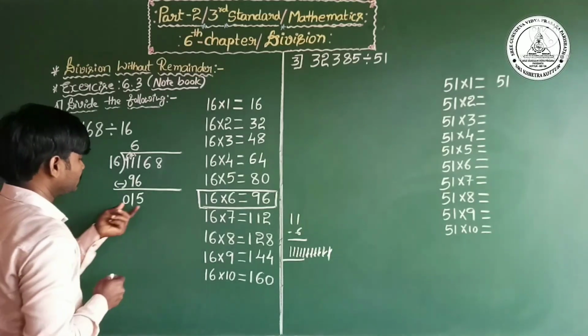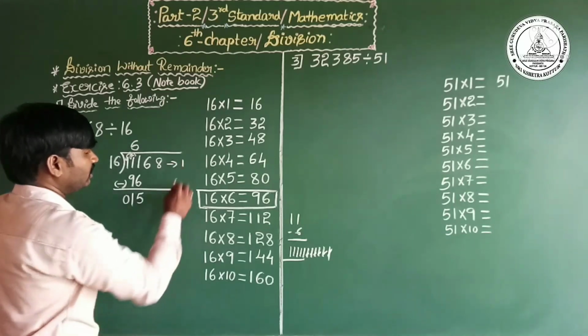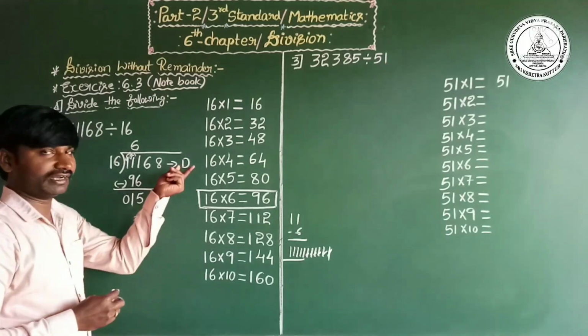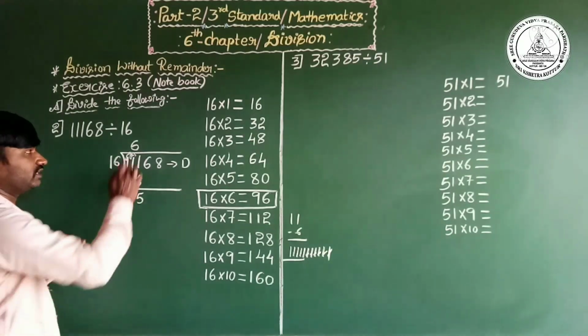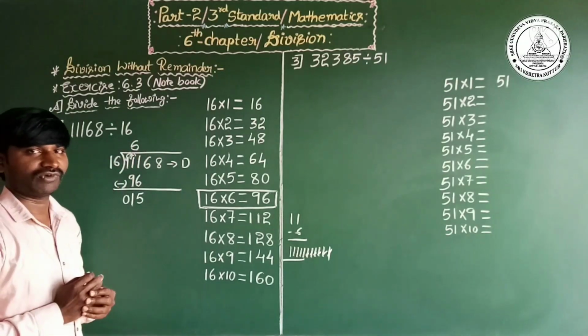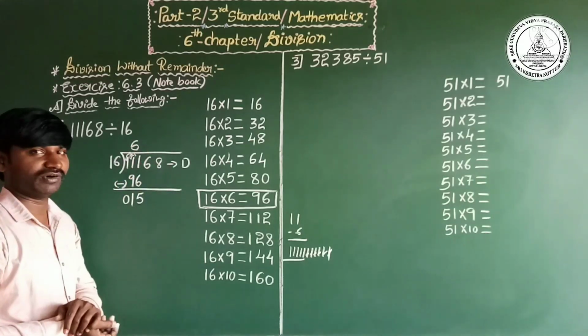Here compare, this we call what? Dividend. Okay, it means dividend. We call this the divisor. What is the quotient? This is called quotient. These concepts are very important.